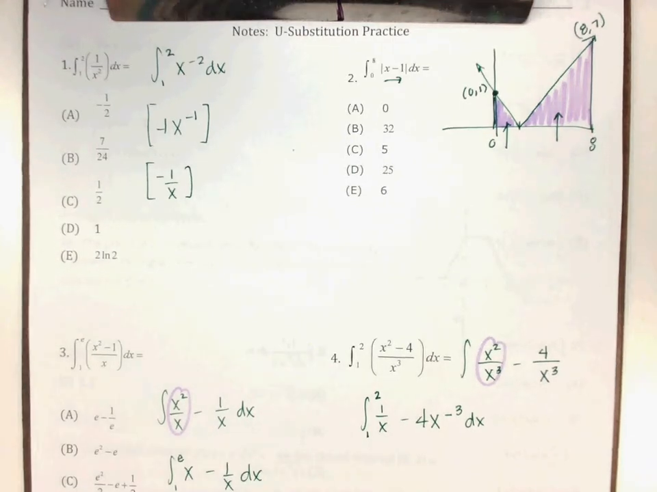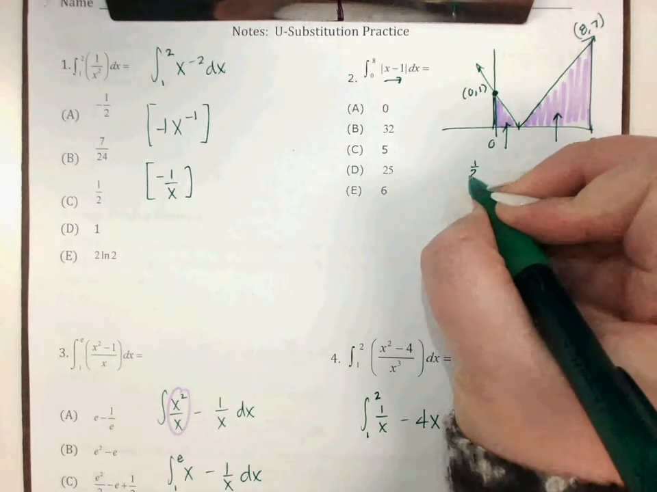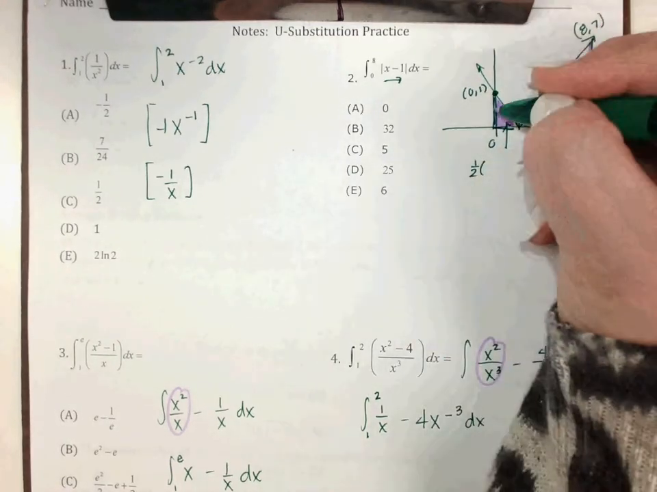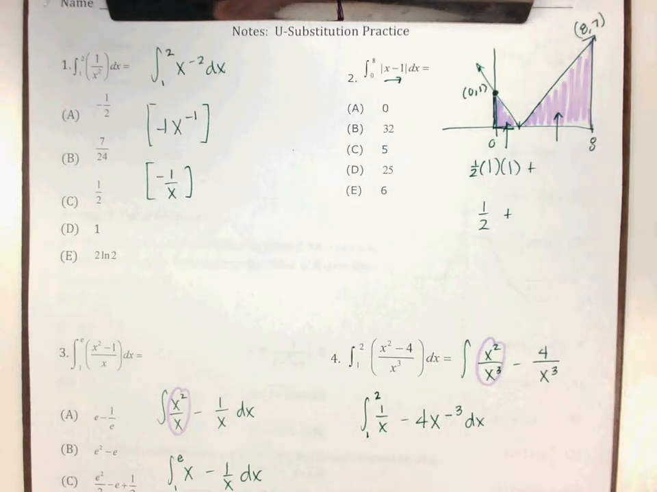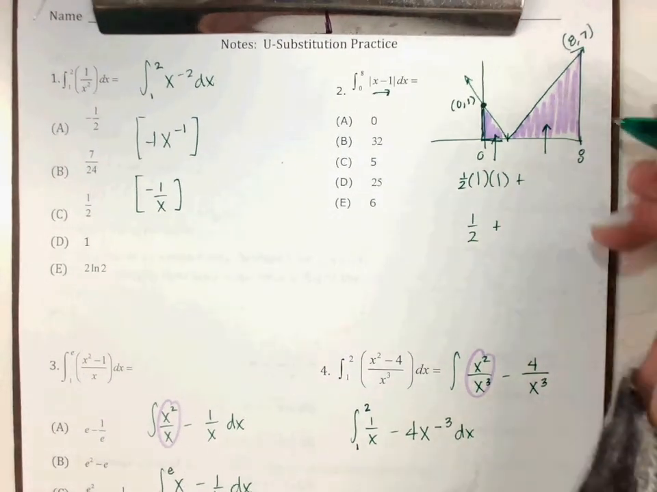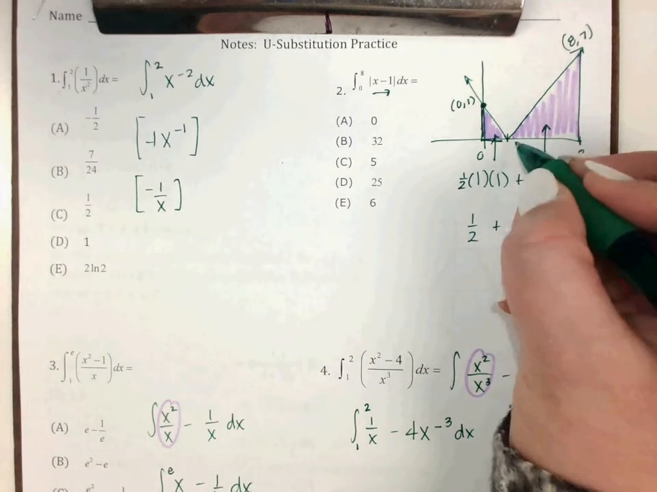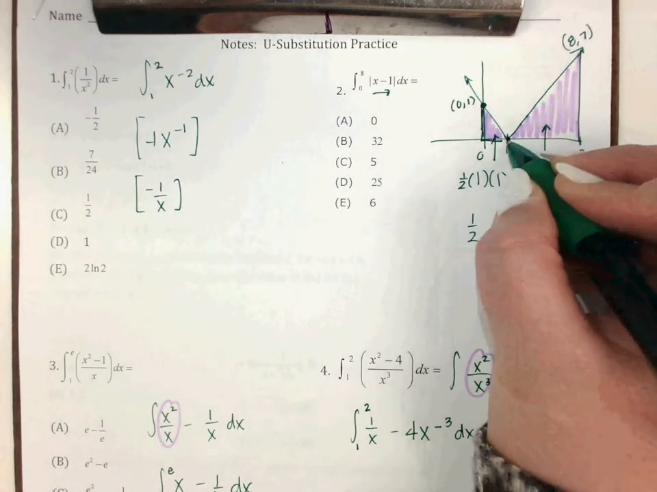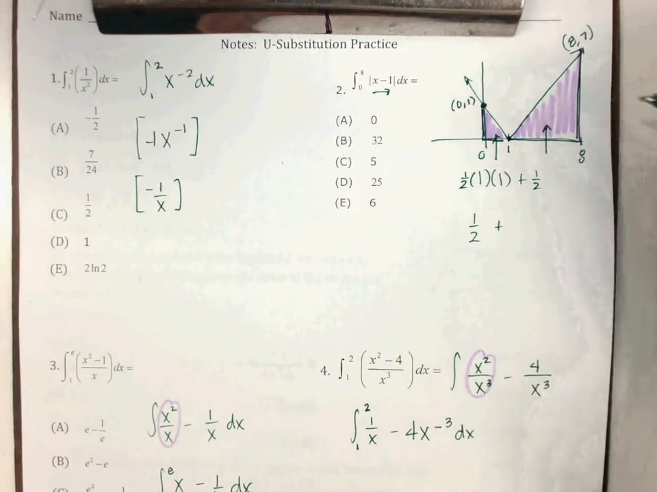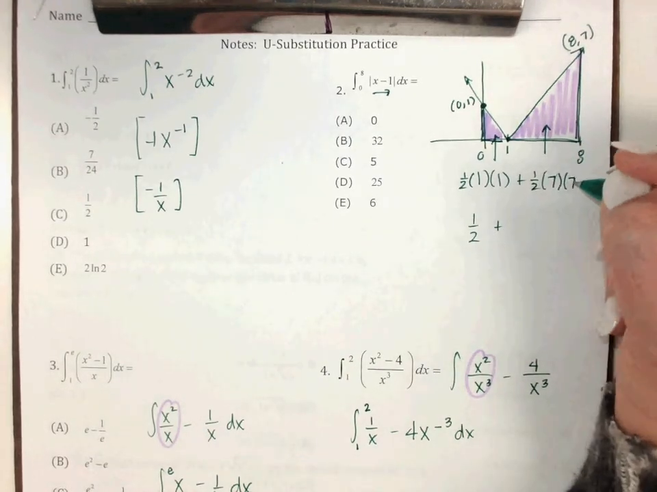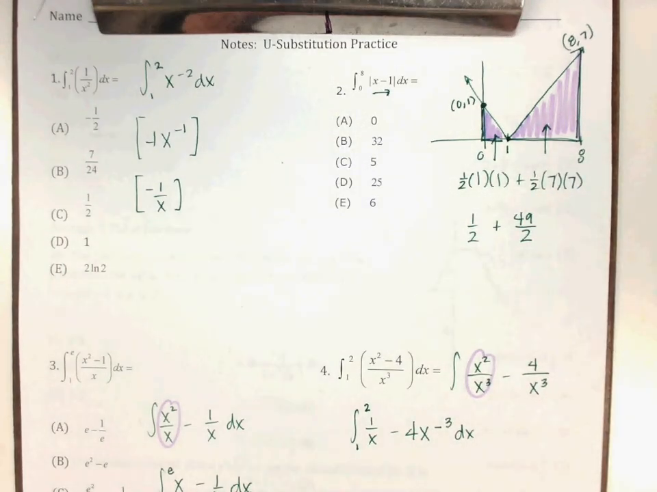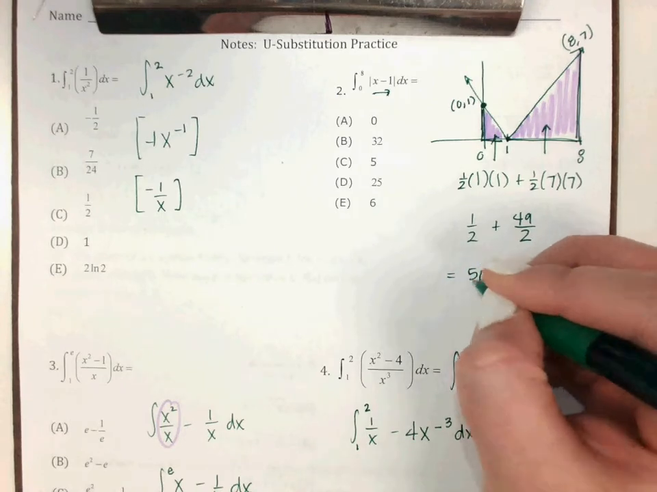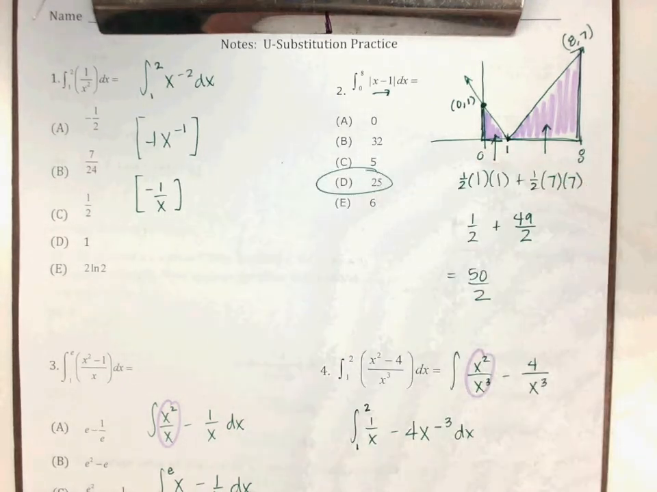Okay, so it'd be 1/2 for the first triangle. Then how long is the base? 1 times 1. So that's really a half plus... Okay, second triangle, 1/2. My base from 1 to 8 is 7 across and 7 up. So 7 times 7 is 49, so that's 49 halves. And 1/2 plus 49 halves is 50 halves, which is 25.